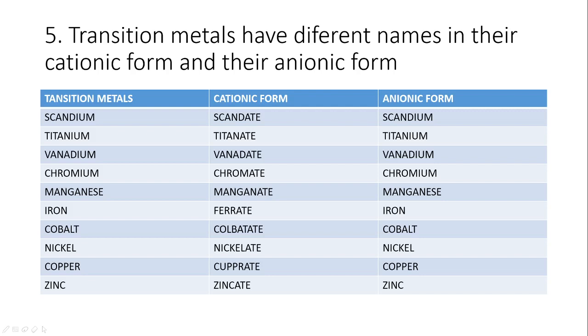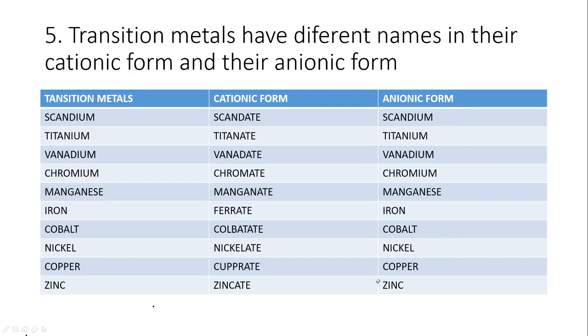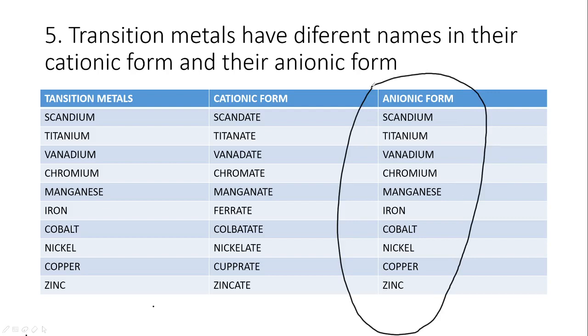Now these are the first 10 transition elements, and these are the names. I'm going to be giving you the names in the cationic and the anionic form. Now for scandium, in its cationic form, the name is scandate. In its anionic form, the name remains the same. Note something about the anionic forms: their name does not change at all. That's the fun part about it, so you don't need to be learning two names. In the anionic form, their names remain the same, but in their cationic form, their name changes.